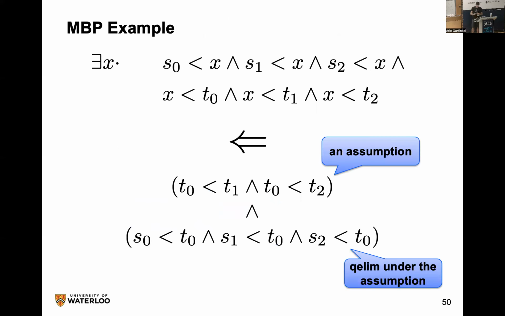Okay. And again, easier if we just look at an example. So same thing as before, but now I have an assumption. I pick T0 to be the smallest upper bound. And then I have the quantifier elimination under that assumption, where all I have to do is just say, well, if T0 is the smallest, then S0 has to be less than T0, and S1 has to be less than T0, and S2 has to be less than T0. That's it. Now, this formula is linear in the original. The question is, well, how do I know which assumption to pick? Well, I have finitely many assumptions, the different orders. Which one do I pick? Well, it's easy. I have a model.